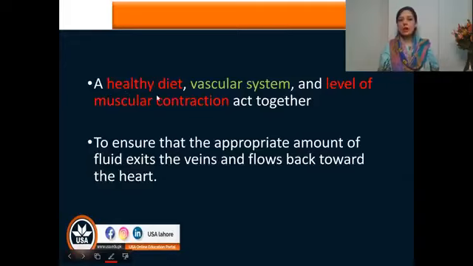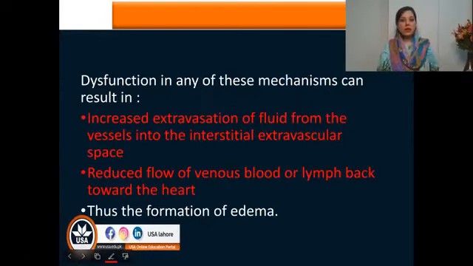And a healthy diet, a healthy vascular system, and the level of muscular contraction are all going to help resolve the edema, to ensure that the appropriate amount of fluid is in the veins and flows back towards the heart. But if there is a dysfunction in any of these mechanisms, it is going to increase the extravasation of fluid from the vessel into the interstitial spaces, and it reduces the flow of venous blood or lymph back towards the heart, and thus it results in the formation of edema.